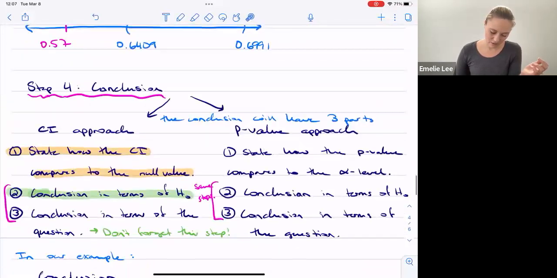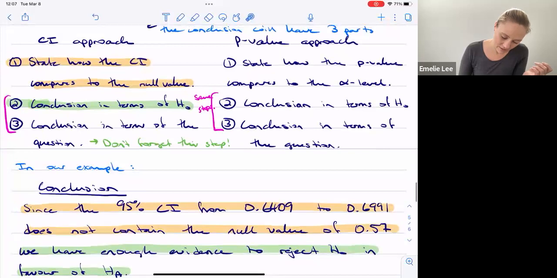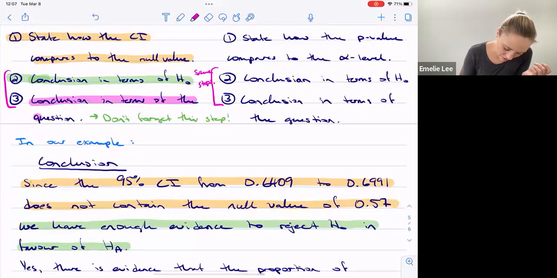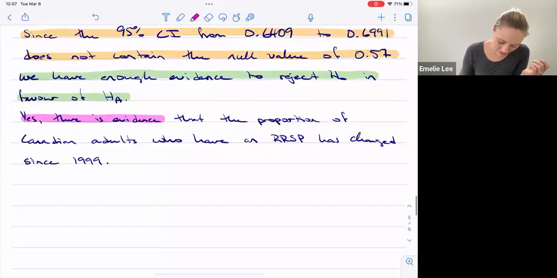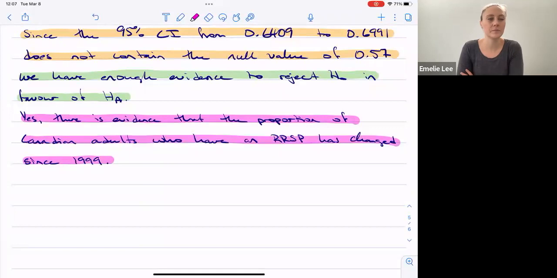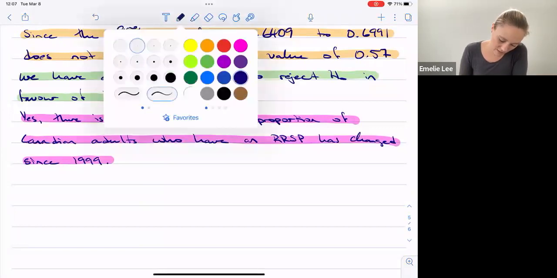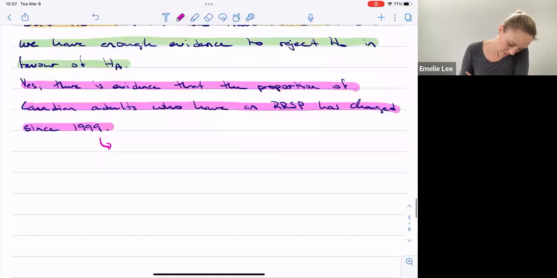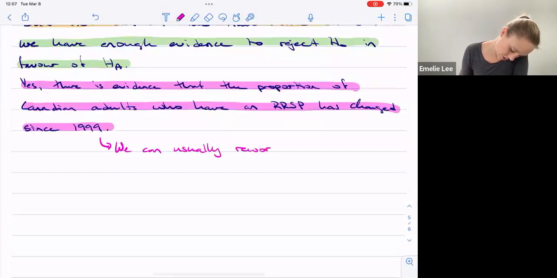Okay. And then finally, let's find a different color here. The conclusion in terms of the question is this part. And we can usually reword the question as an answer.